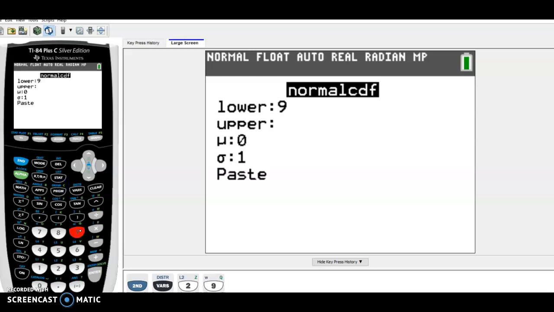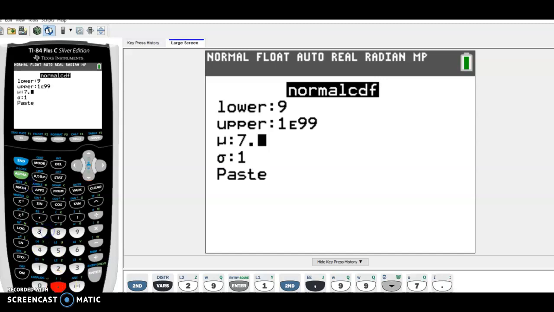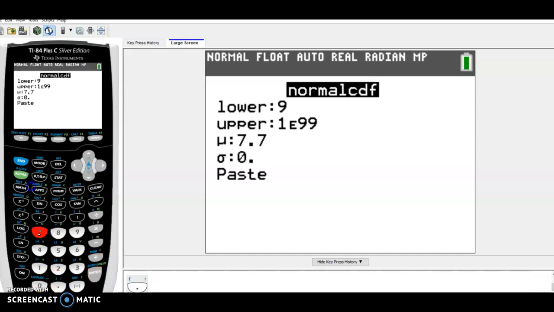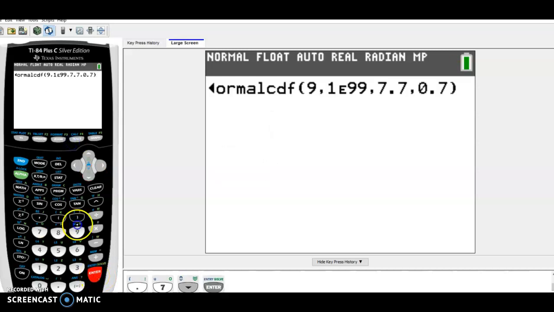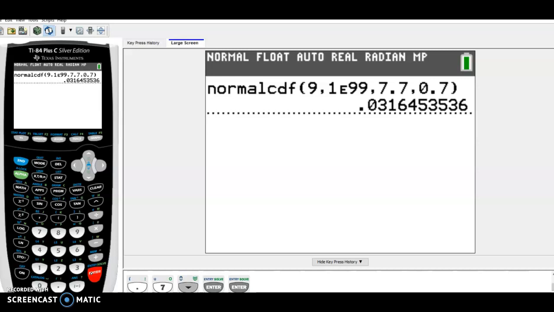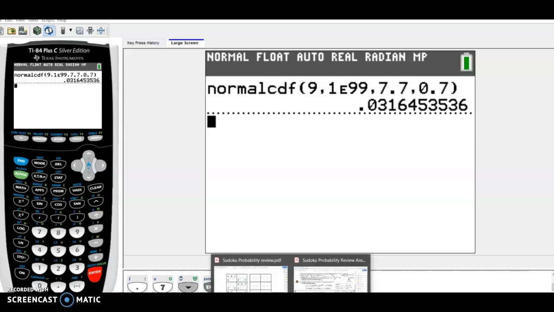was what I had. So I used a 9, and then something really far away was my 1 times 10 to the 99th. It doesn't have to be that big. You could use 100 or 1,000. You just don't want to clip this at the end. So our mean is 7.7, and our standard deviation was 0.7. So again, in the context of the problem doing this, we totally bypass the z-score. We never see anywhere that value of 1.86. We just go straight to the area from the table instead.